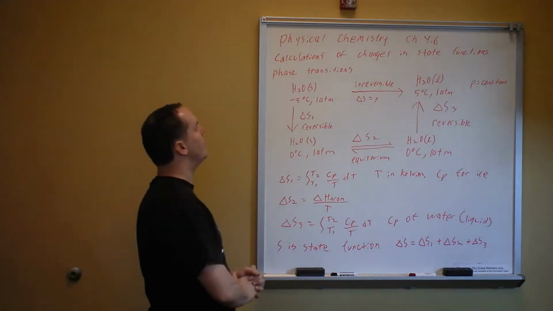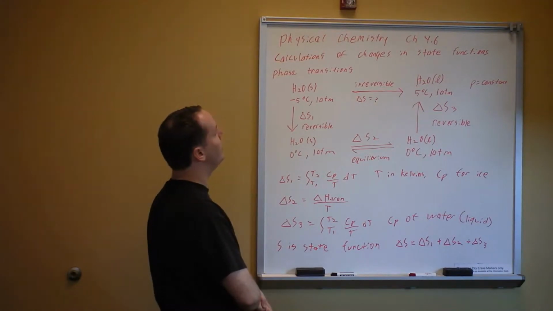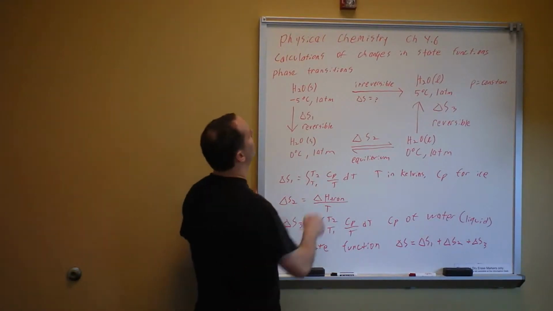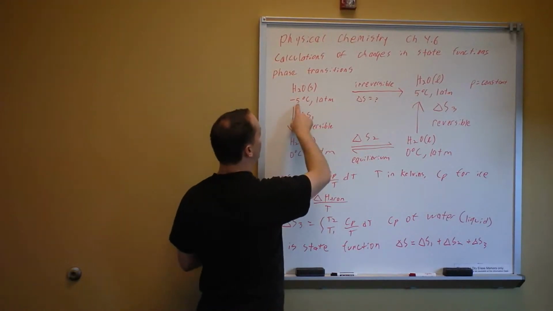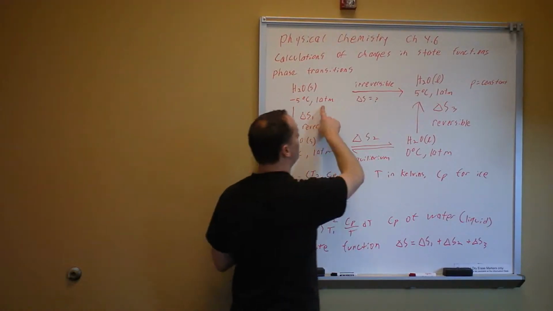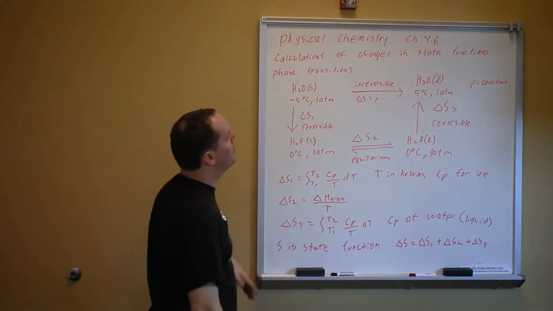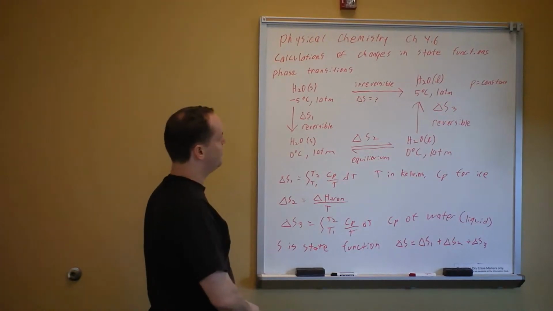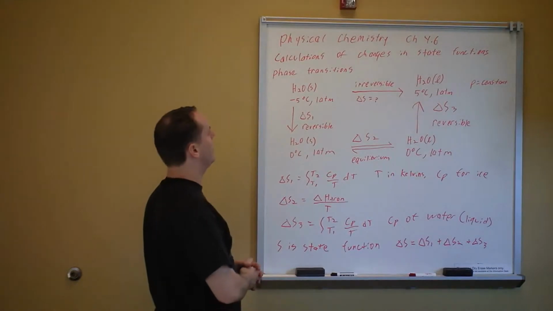Okay, coming up next is physical chemistry, chapter 4, section 6. We're talking more about calculations of changes in entropy functions. Now we're going to talk about a phase transition. What if we have a phase transition that's irreversible? Like let's say we go from H2O solid at minus 5 degrees Celsius, 1 atm. And somehow we just irreversibly go all the way to liquid water at positive 5 degrees Celsius at 1 atm, holding pressure constant. Well, since it's irreversible, we can't really do that directly.